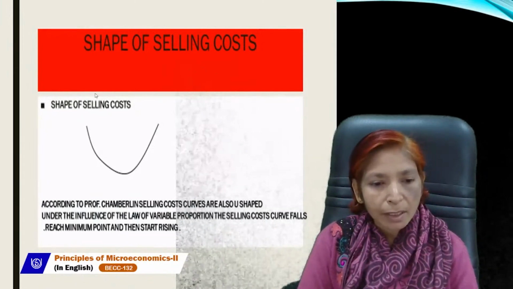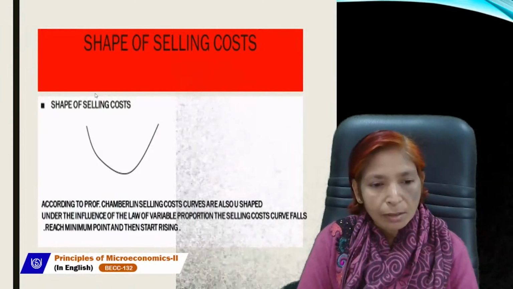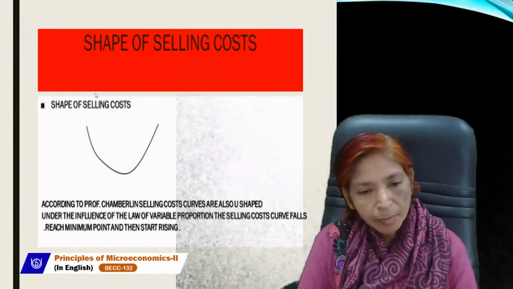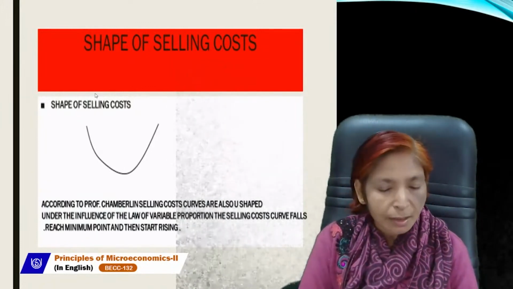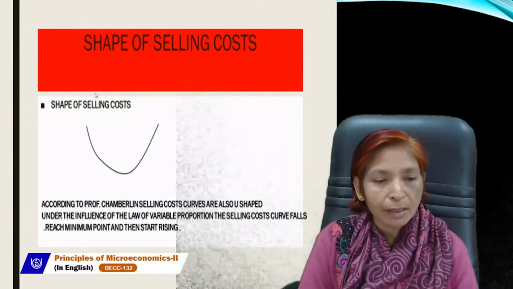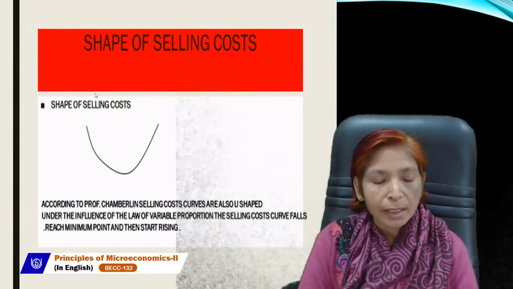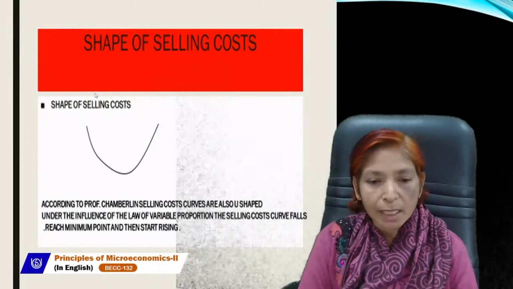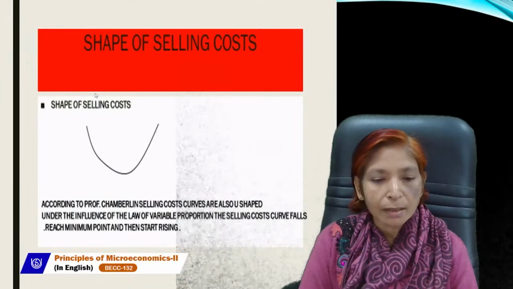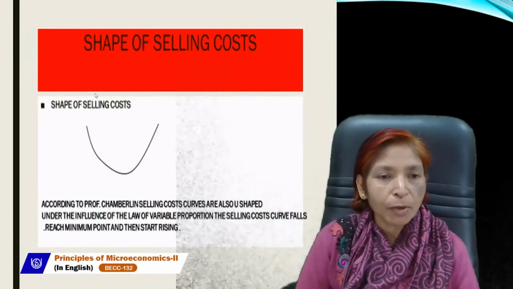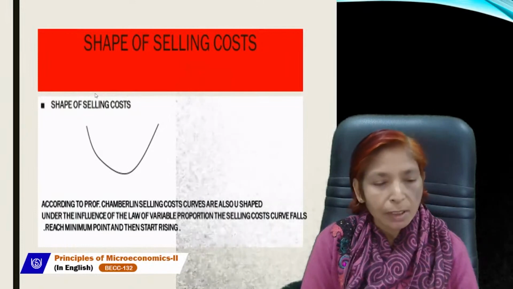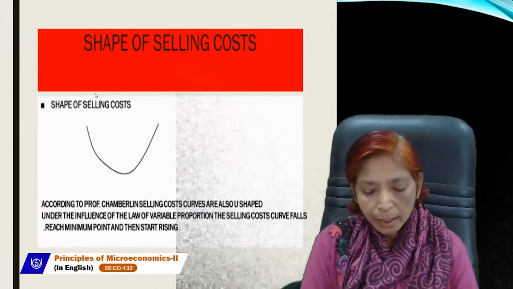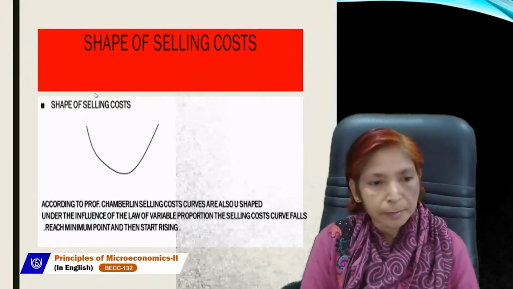According to Professor Chamberlin, selling cost is that cost which is involved in the selling of goods and services in this market, because here products are differentiated. So each and every firm tries to sell more goods to the customer and attract more customers in the market. So the seller uses advertising cost or selling cost under this market. So the shape of selling cost is also a U-shaped curve, which shows that in the beginning cost falls, after that cost is minimum, and at last cost starts rising.